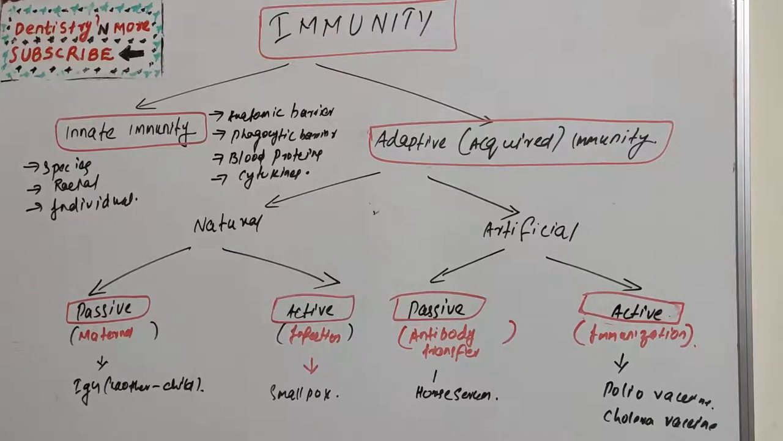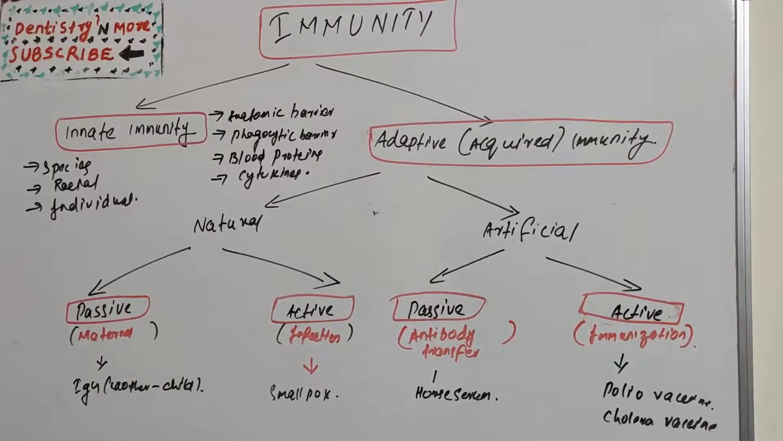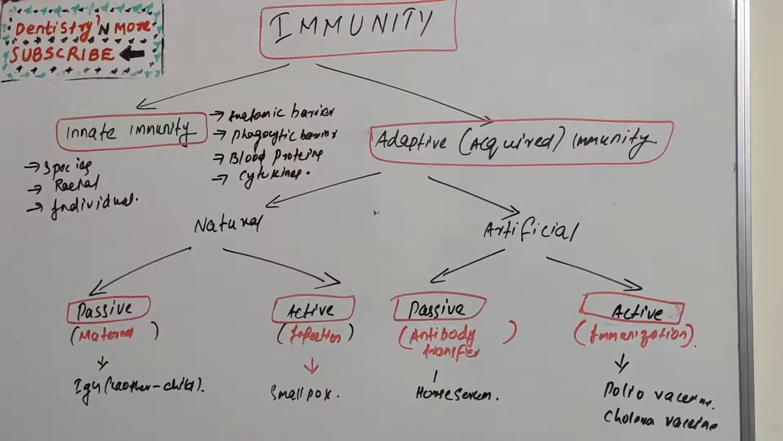So today we have a new topic in microbiology, that is types of immunity. So we know immunity, it is our body's defensive mechanism, or it is the ability of the body to protect against all types of foreign bodies like bacteria, virus, toxic substances, or whatever which enters the body as antigen. So let's learn the types of immunity and the further classification.